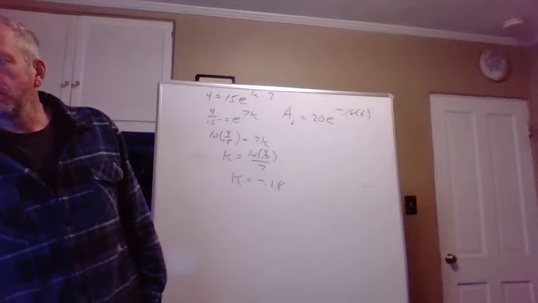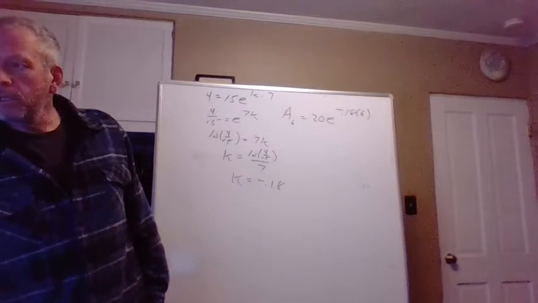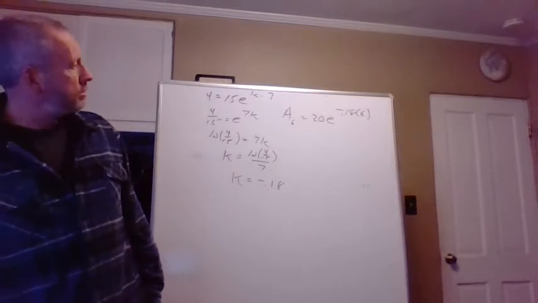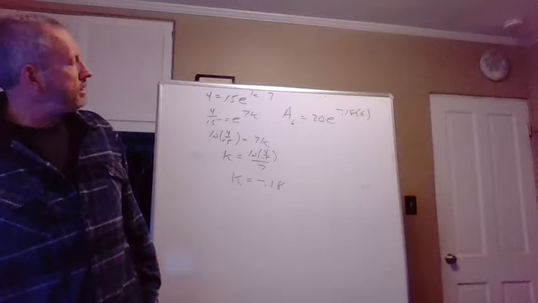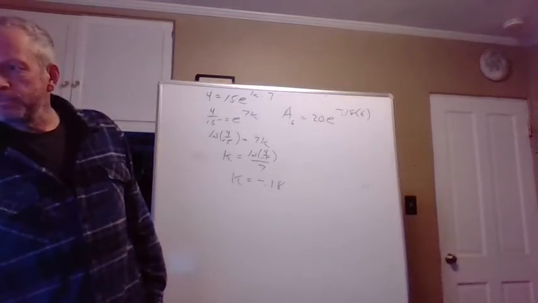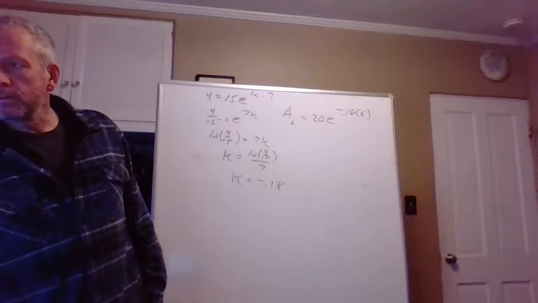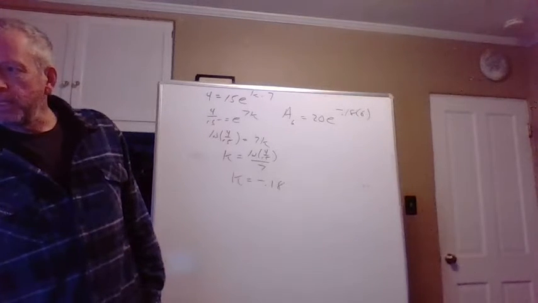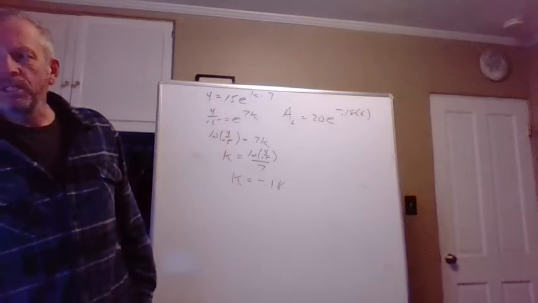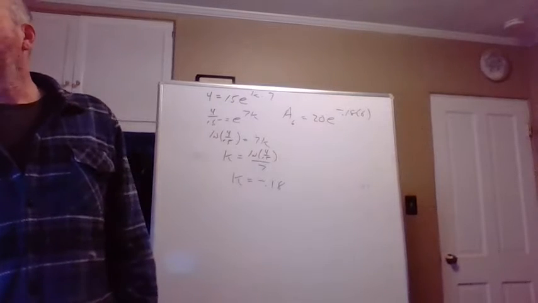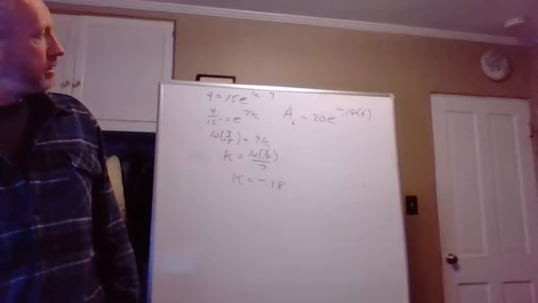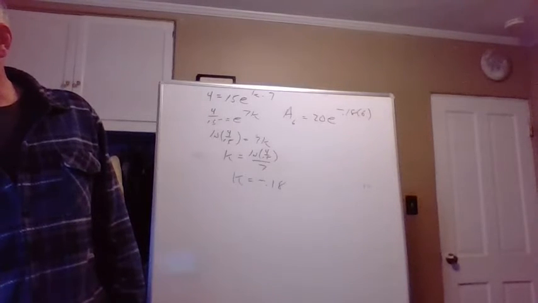Let's see. What do we have? 20, and then times e to the negative 0.18 times 6. I have to find the negative sign out here. Some calculators let you use the subtraction symbol for creating a negative. Others have a separate command for negative, so just make sure you're aware of that, depending on which calculator you're using.